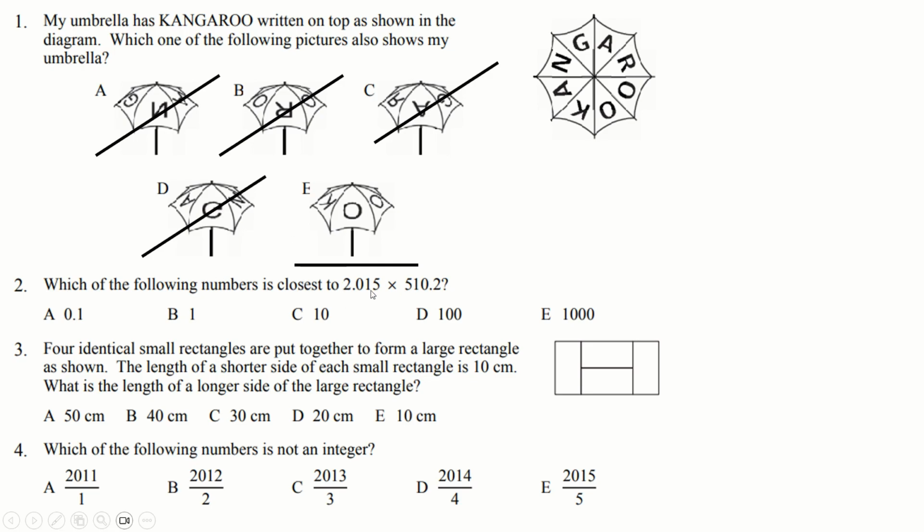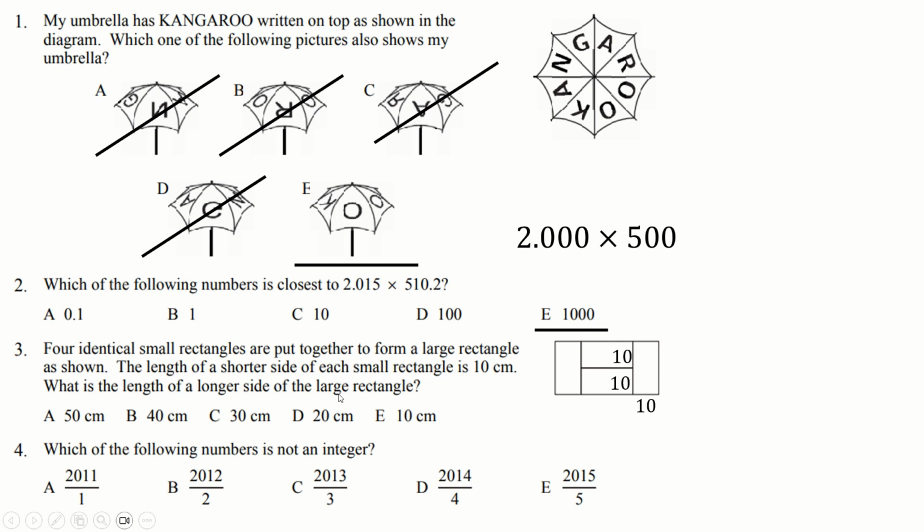Which is closest to this? Well, this is close to 2 times 500, which is 1,000. So pretty easy. Smaller side is 10, so that means this is 10 and this is 10, I guess. But of course, that means this is 10 as well and this is 10 as well, which makes this whole thing 20.